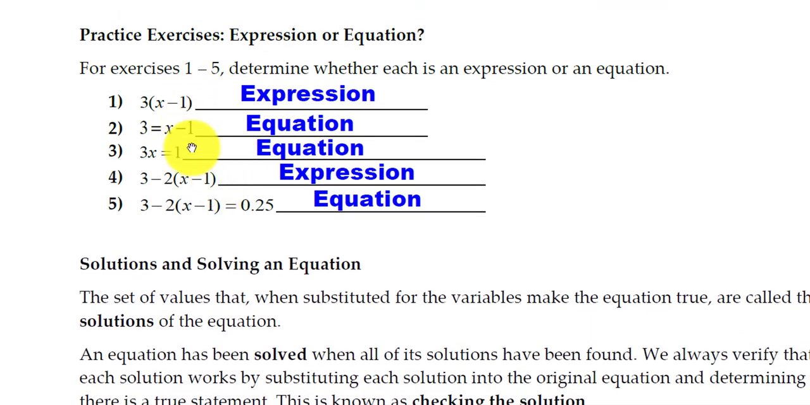So these are the correct answers, right? And again, the equation has an equal sign, and the expressions do not. Okay? Let's keep working.